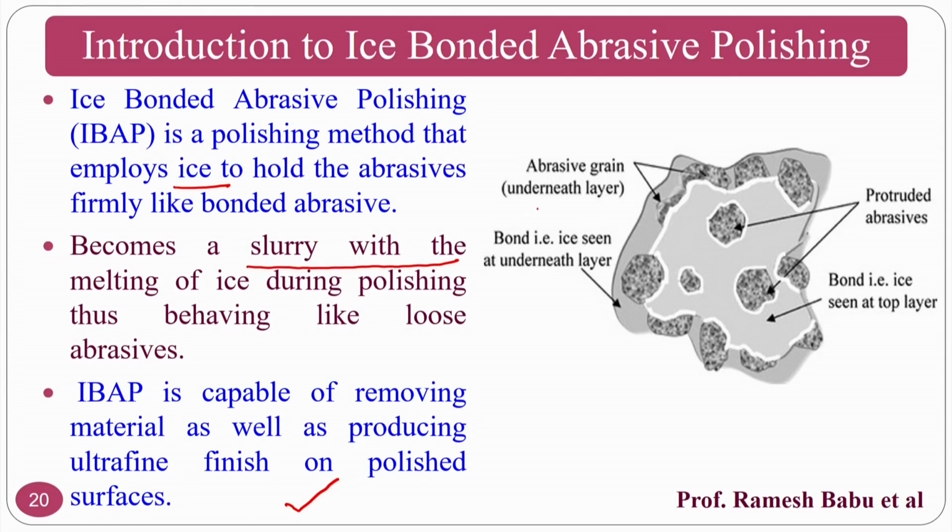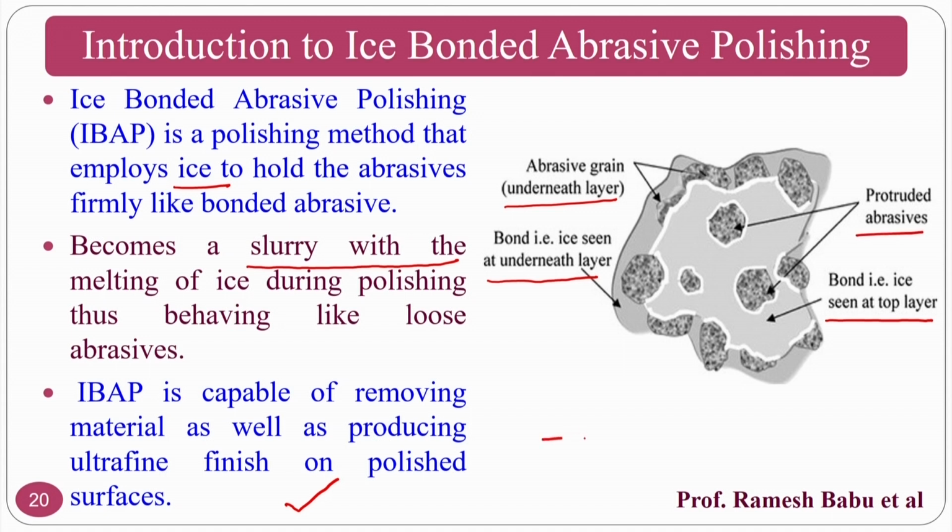That means that you can also use the soft grade by controlling the temperature. That means that you can have less cooling so that it will act as a finishing tool. You can see here, these are the abrasive grains and bonded ice underneath it. So, ice is seen on the top, and at the same time, protruded abrasives.